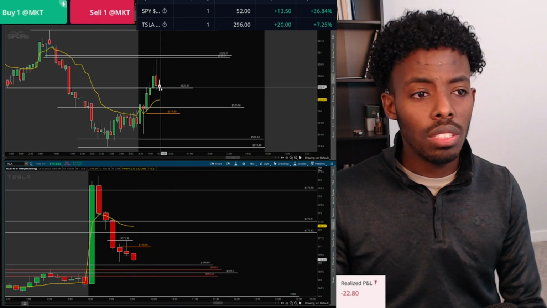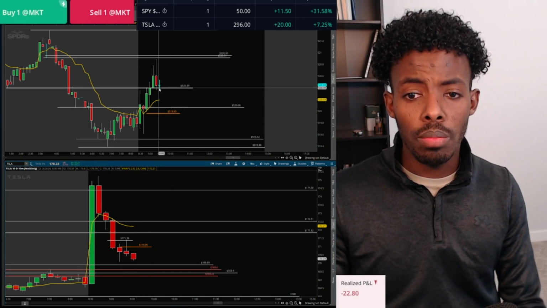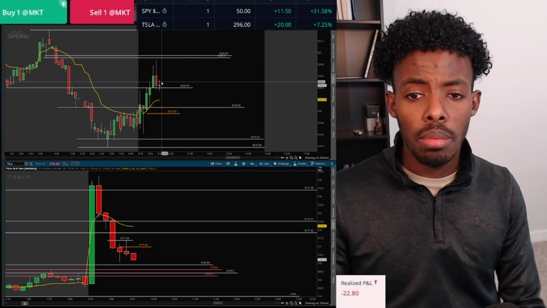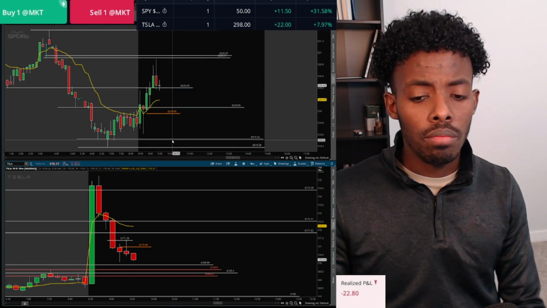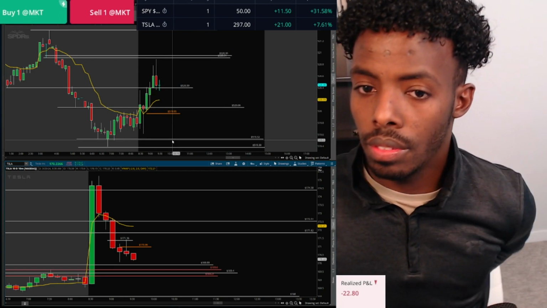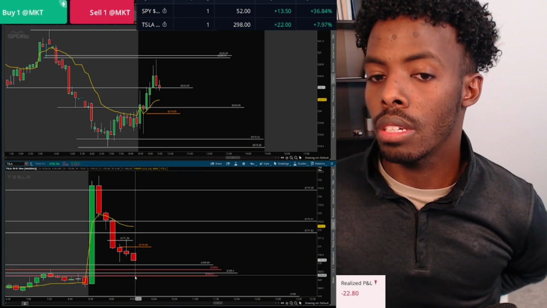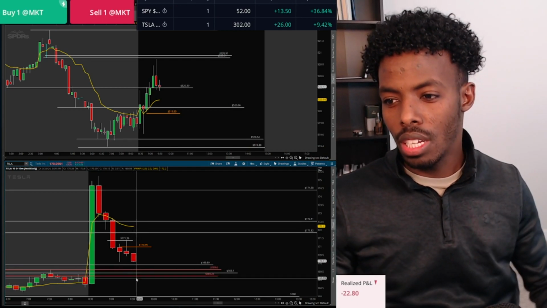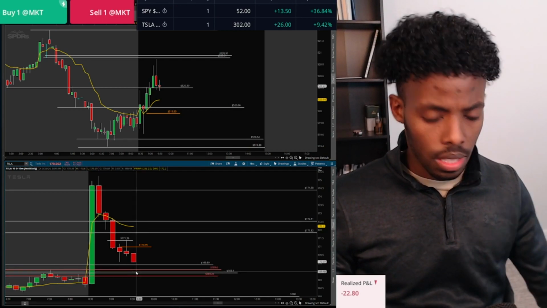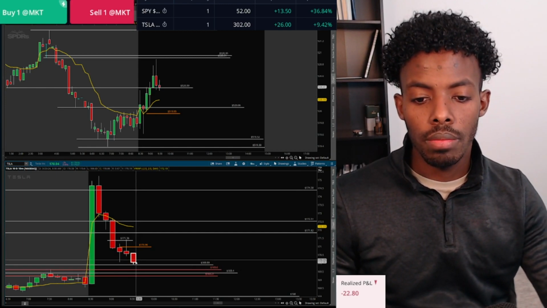SPY, I want to see this one contract. If this were to go below it, I'll add more. Tight stop loss above here. Other than that, that's it. Right now, Tesla's not about making money. I just want to see if we're going to break here. Of course, we're also going to make money as a result of that. But we'll see what happens.